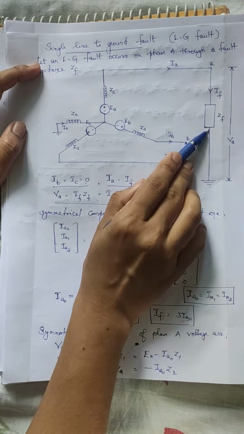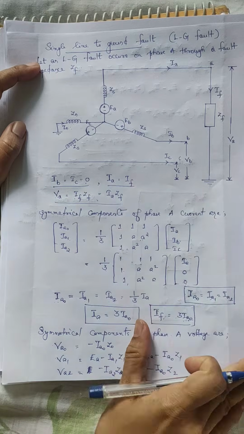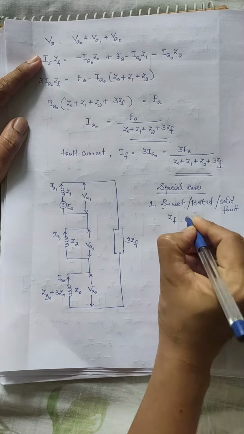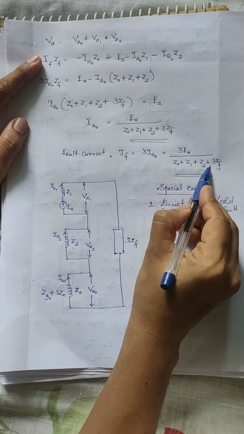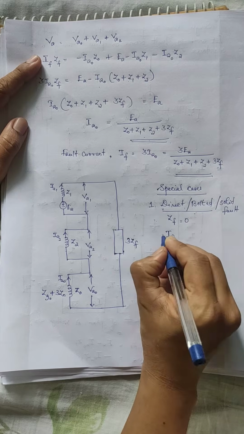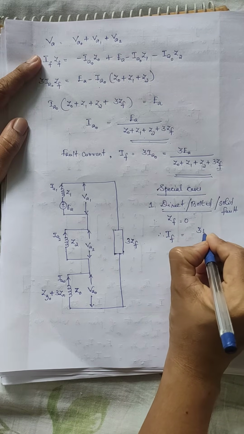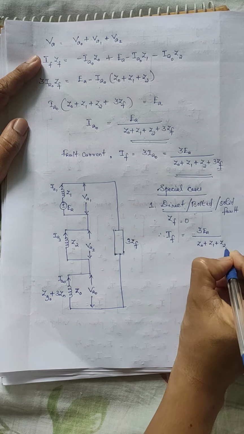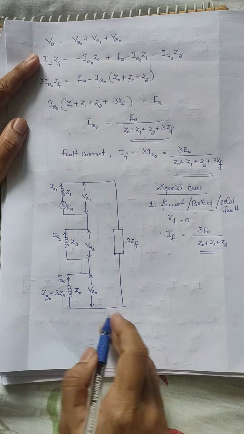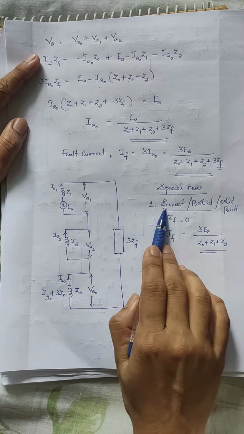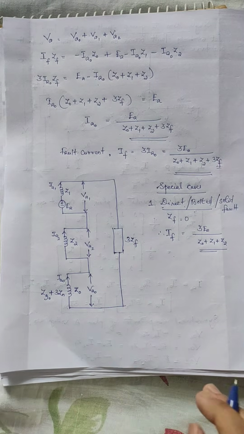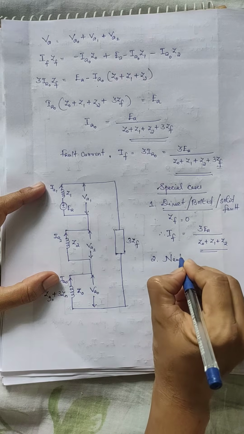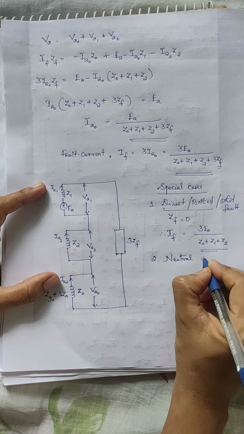So in that case, ZF will be 0. Here there will be a direct short circuit. When ZF becomes 0, the fault current IF becomes 3 times EA divided by Z0 plus Z1 plus Z2, since ZF is 0. So this is the equation for fault current for a direct or solid fault. Now the second case is when the neutral is solidly grounded. The neutral of the alternator is solidly grounded.